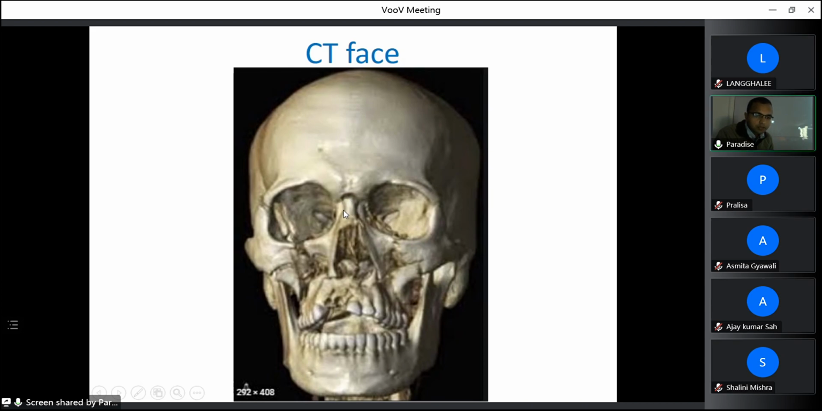There is frontonasal disjunction as well as the frontal process of maxilla is fractured. The junction present between the frontal bone and the frontal process of the maxilla is also fractured. Also on the right side, you can see the zygomatic bone is fractured. ZM buttress is gone. This is a clinical picture of one of our patients.